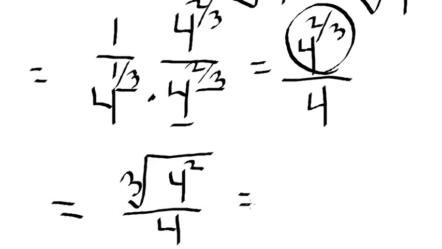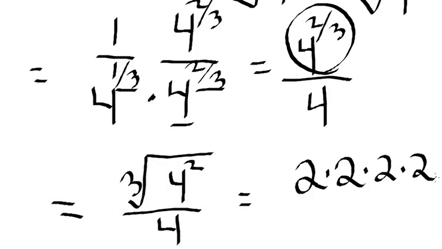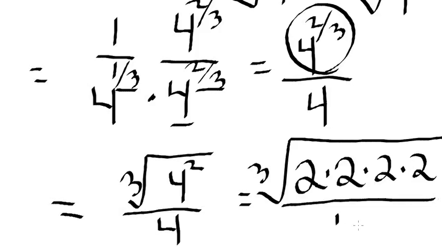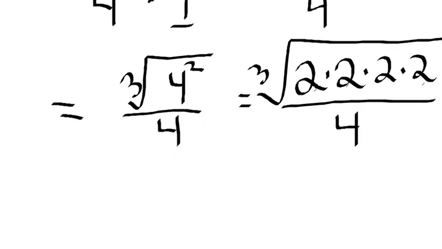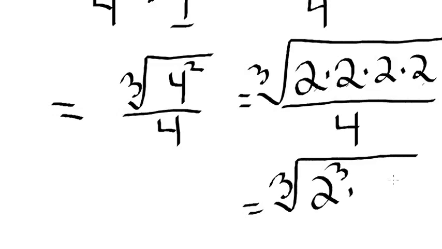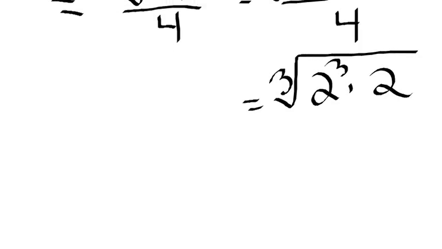Okay, so 4 squared, what is that? That's 16. 2 times 2 is 4, times 2 is 8, times 2 is 16. I about confused myself on that. We can rewrite this as 2 to the 3rd times 2. Remember, this is all 3 roots of it, over 4.